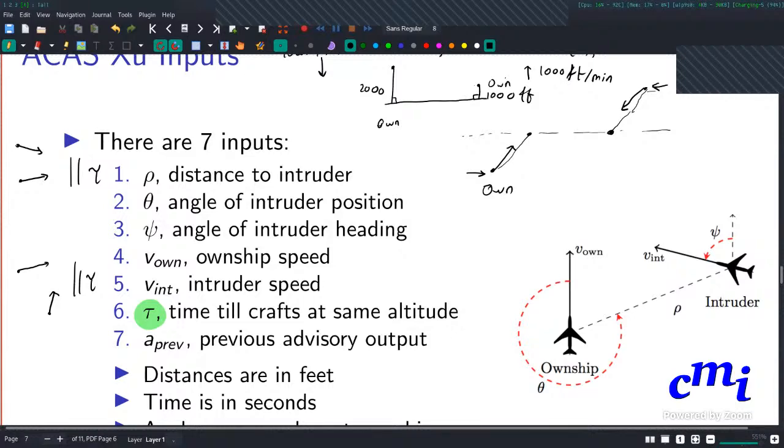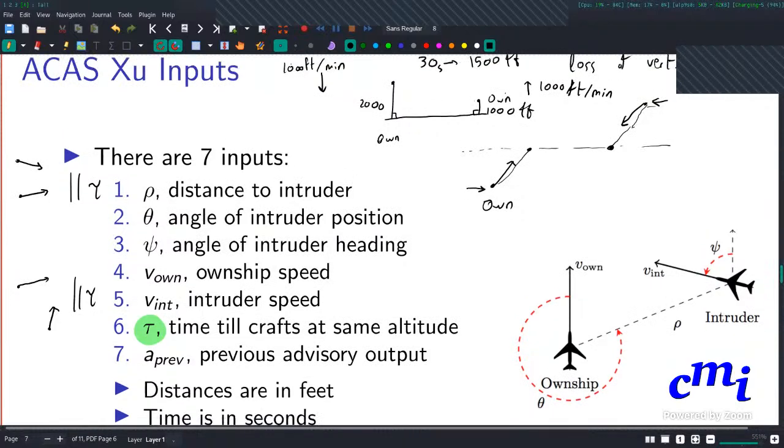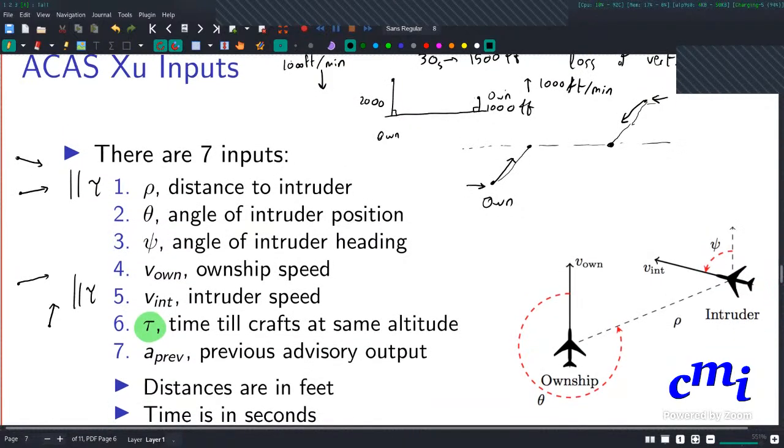So these are the first six inputs, and are the first six inputs clear? Are there any questions?